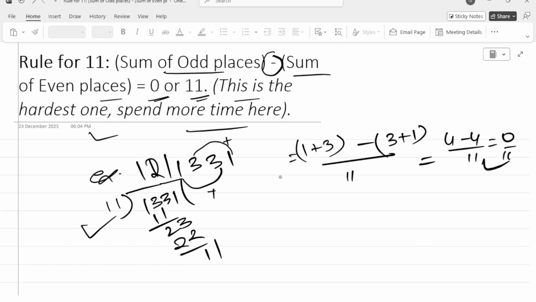That is very helpful for long numbers. You can easily and quickly identify which number it is divisible by. So I have completed all the rules from 2 to 11. You can follow them, and they are very helpful for your exam, I hope.